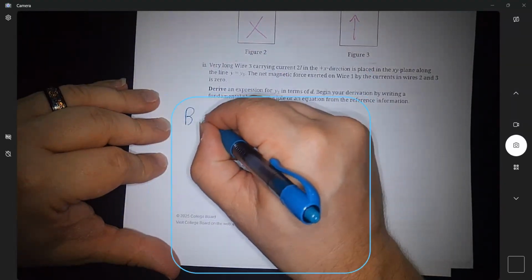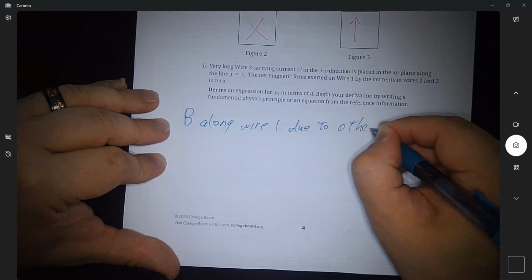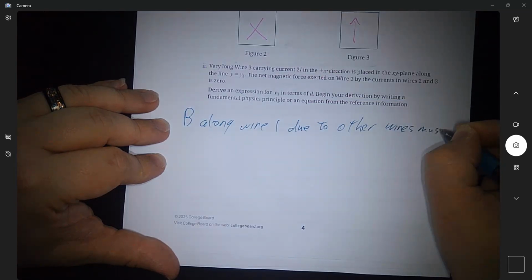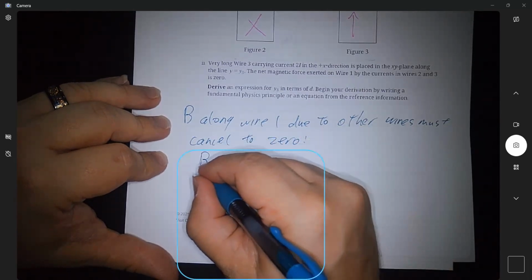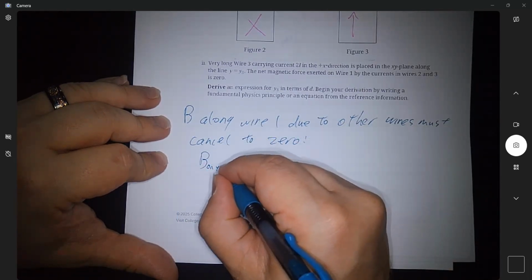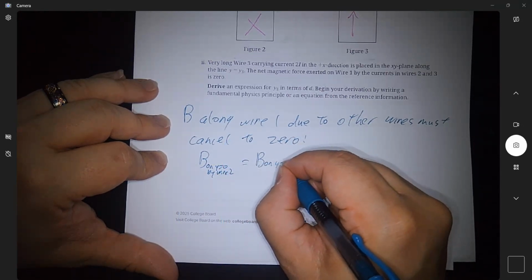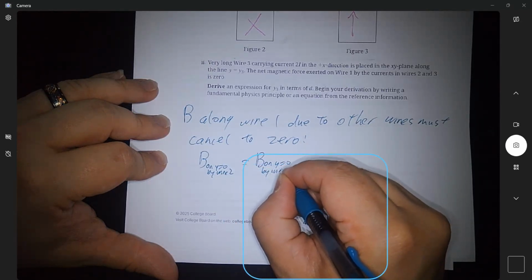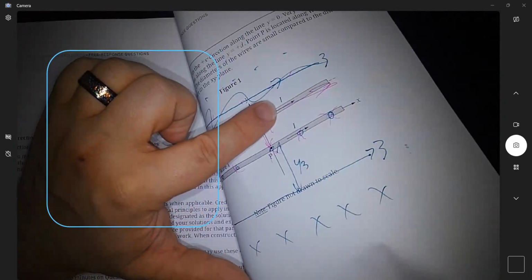And I'm going to say this is the basic principle: the B along wire 1 due to the other wires must cancel to 0. So the B on y equals 0 by wire 2 has to equal the B on y equals 0 by wire 3. So the two magnetic fields. This is mu naught, this is I, because wire 2 carries just a current regular I.